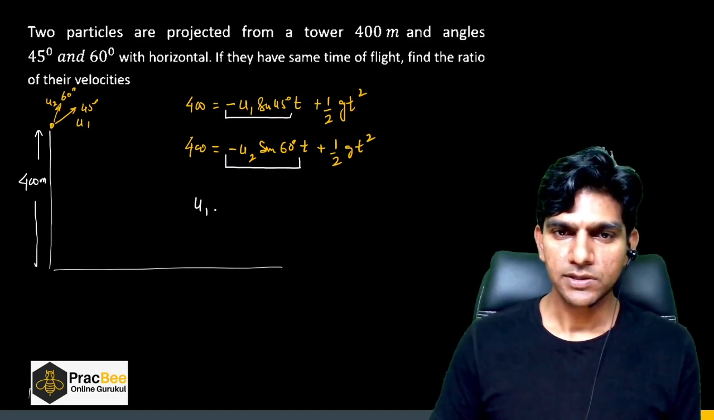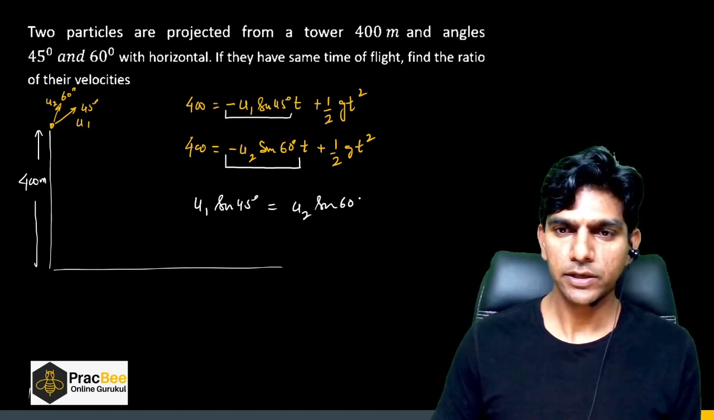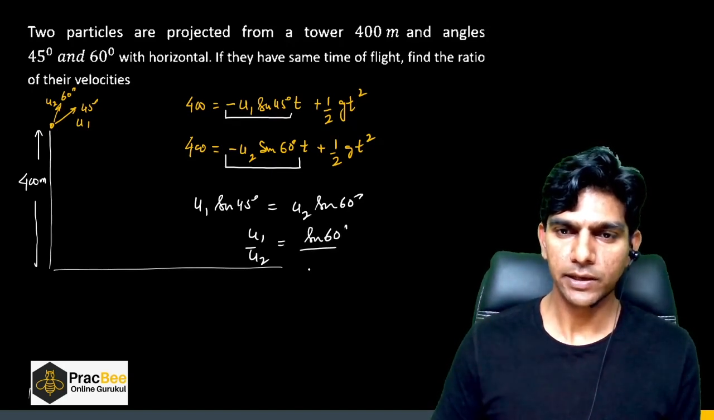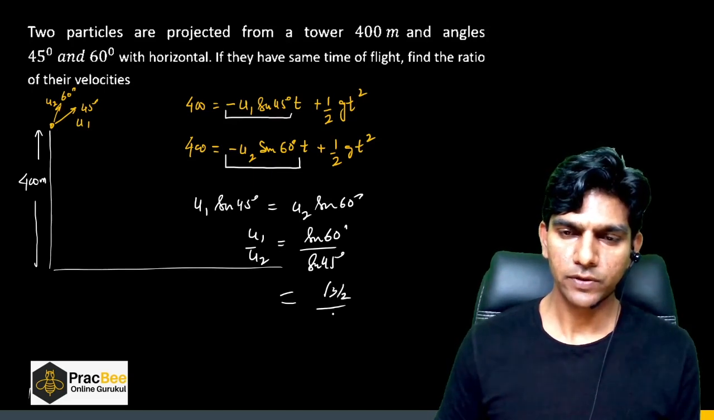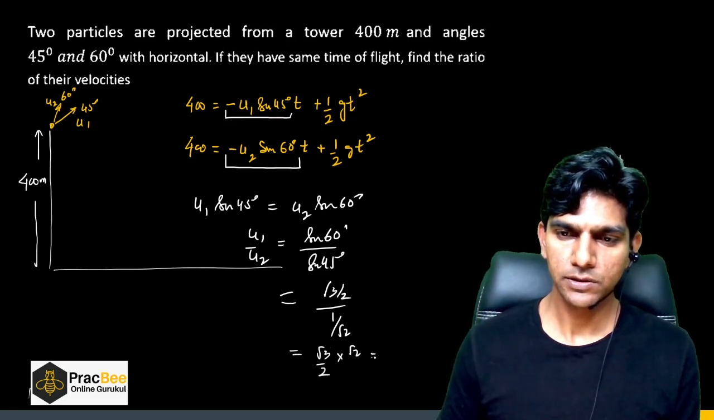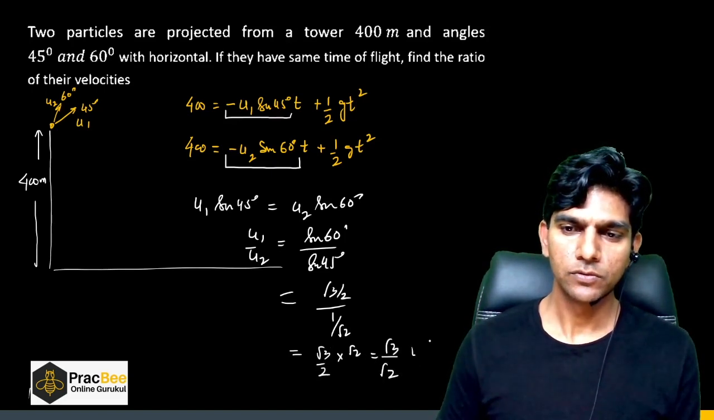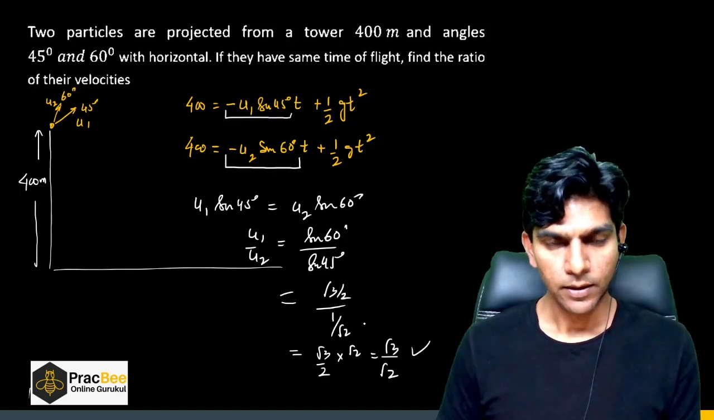So u1 sine 45 degree should be equal to u2 sine 60 degree. So u1 by u2 will be sine 60 by sine 45. Sine 60 is root 3 by 2. Sine 45 is 1 by root 2. So I can say it will be root 3 by 2 times root 2. So this is root 3 by root 2. So that should be the answer of this question.